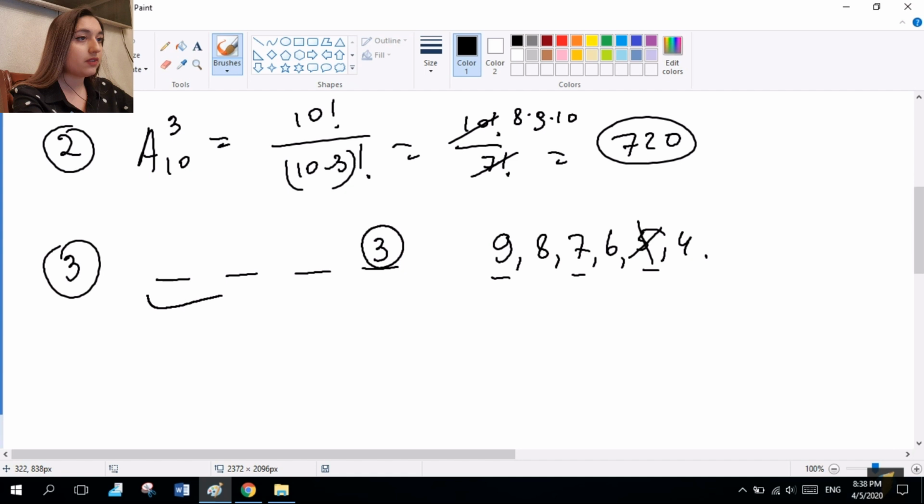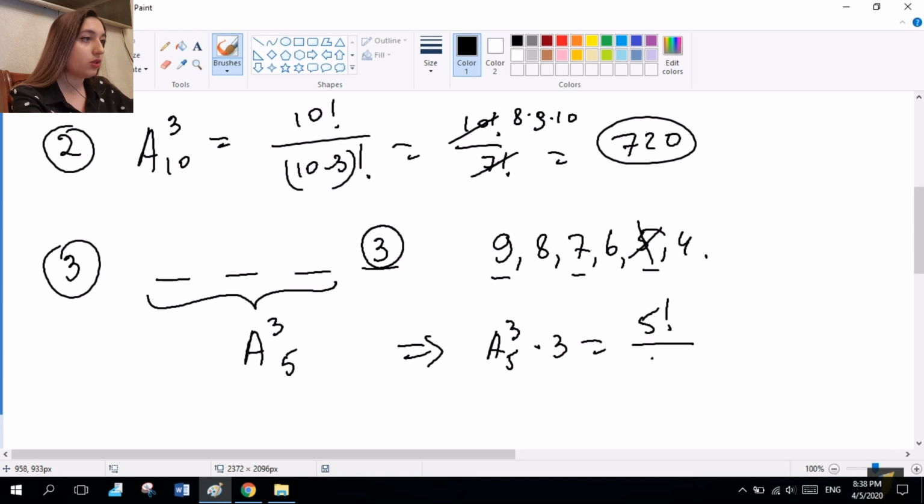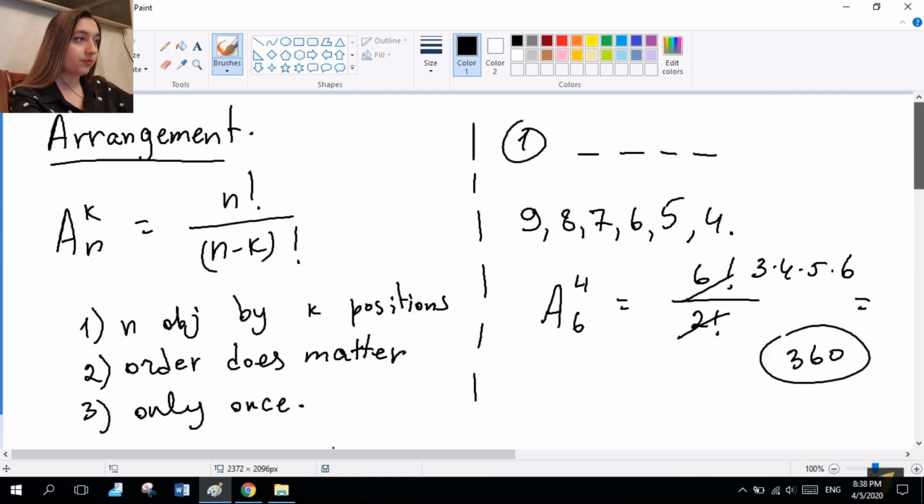So 5 numbers left by 3 positions where order does matter, and we have to use each element only once. It means that we have to use arrangement. A, 5, 3. So the total answer will be A, 5, 3 times 3, because here we have 3 variants. It will be 5 factorial over 2 factorial times 3. If you do this, it will be 3 times 4 times 5 times 3, and the answer will be just 180. Basically, this was the arrangement.